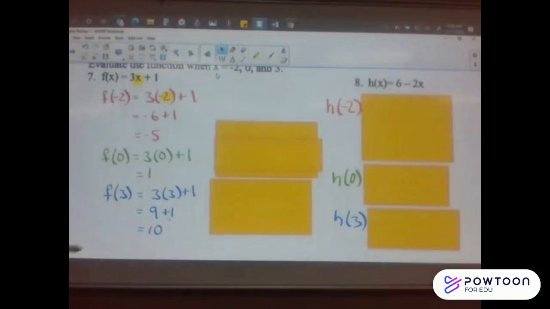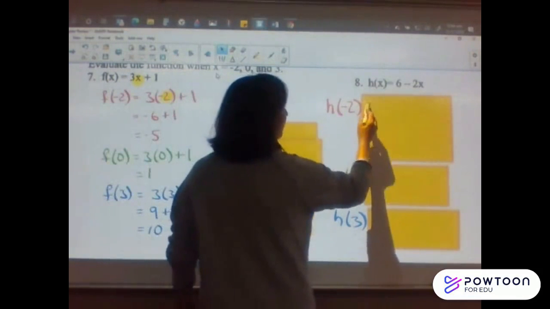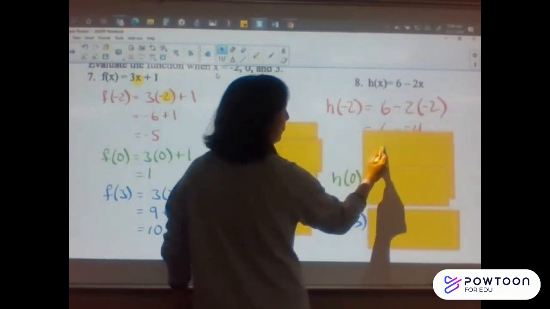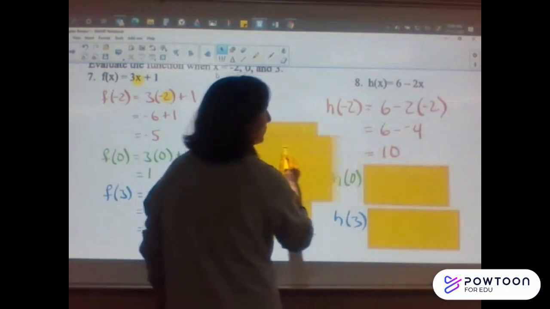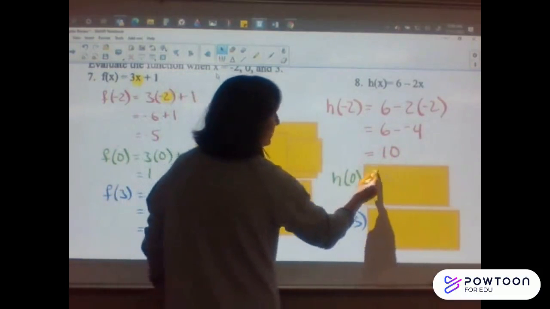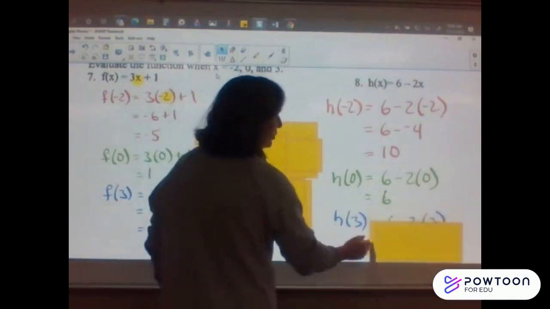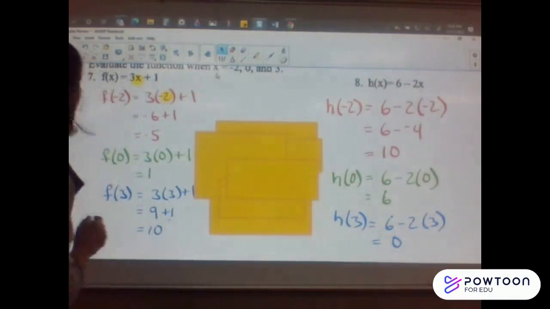And to take the second function of h of x, we can substitute -2 in for x. And here you have to be careful because now we're going to have 6 minus -4, which turns that into 6 plus 4, which is 10. And h of 0 gives us 6, and h at 3 gives us a value of 0.